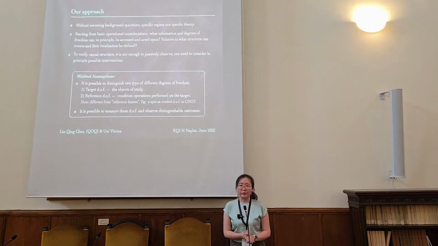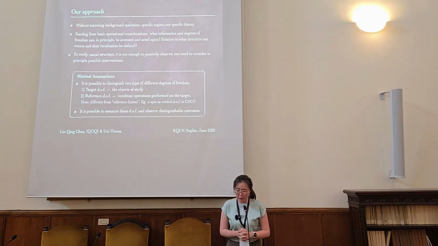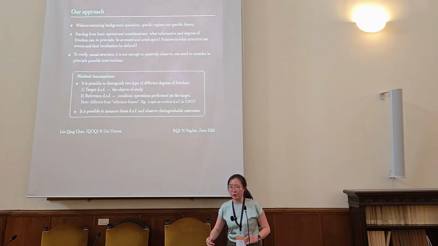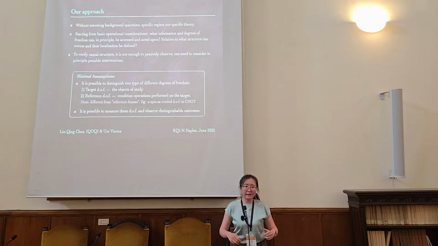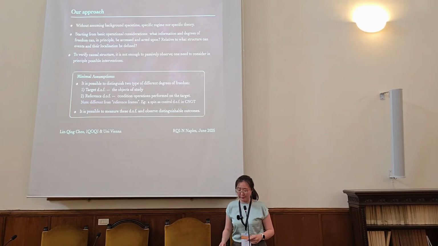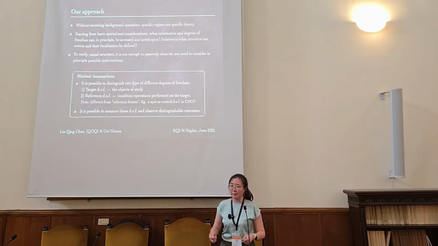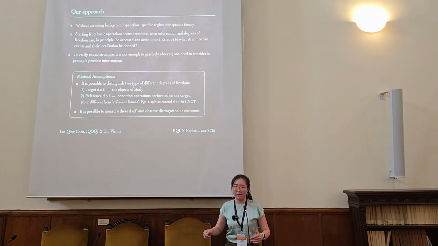So, based on these considerations, we take the following set of minimum assumptions. This is a bit abstract, but soon you will see how it plays a role in a concrete example. It is possible to distinguish 2 types of degrees of freedom: the target, which is the system of our study, and the reference degree of freedom. We consider the operations we are studying as conditioned on the reference. For instance, I turn the light on at 5 p.m. This can be written as a conditioned operation based on such a reference.